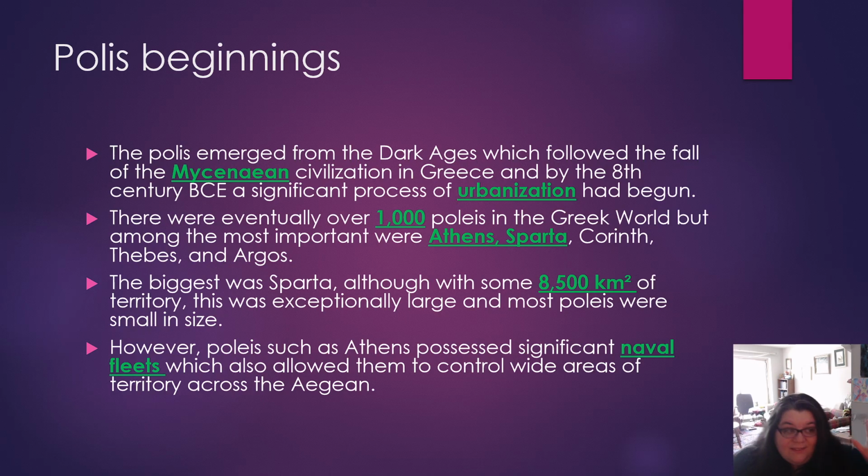The biggest was Sparta, although with some 8,500 kilometers squared of territory, this was exceptionally large, and most polis were small in size. However, polis such as Athens possessed significant naval fleets, so those are boats, which also allowed them to control wide areas of territory across the Aegean.